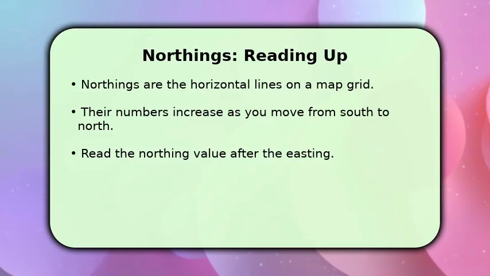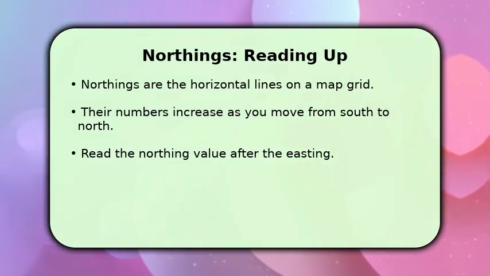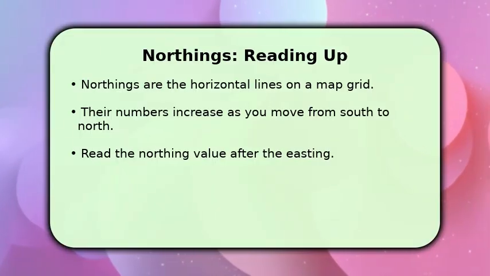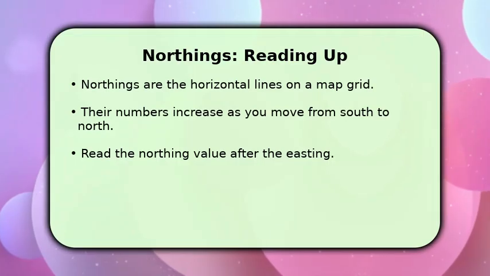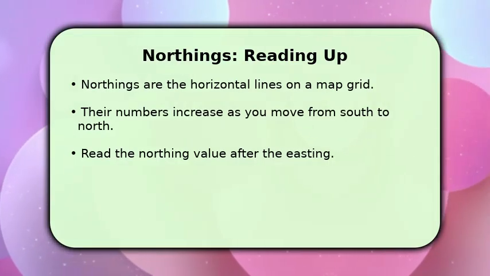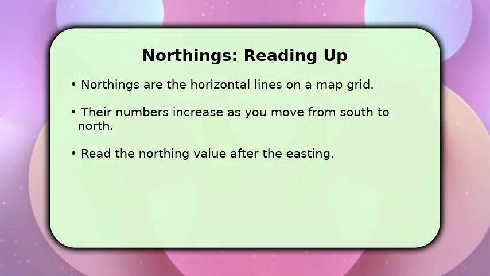Next, we move on to northings. These are the horizontal lines on your map, running from left to right. Their numbers increase as you move upwards, from south to north. After you've determined your easting, you'll then read the northing value. Find the grid line that is immediately below your specific point of interest on the map.